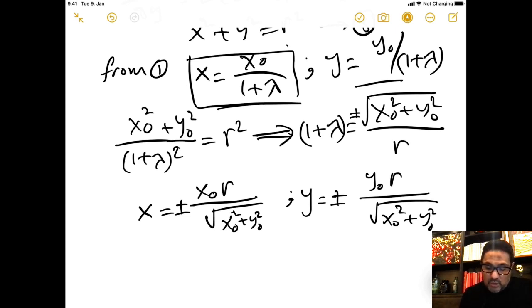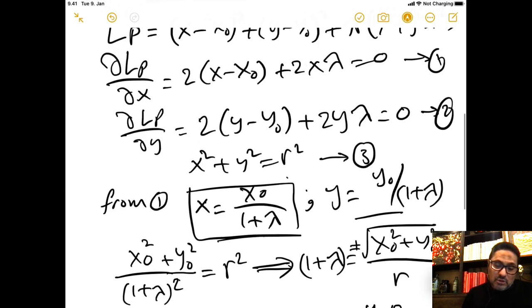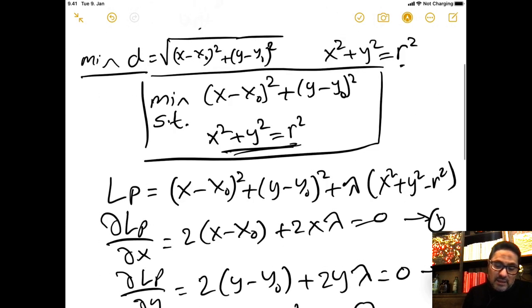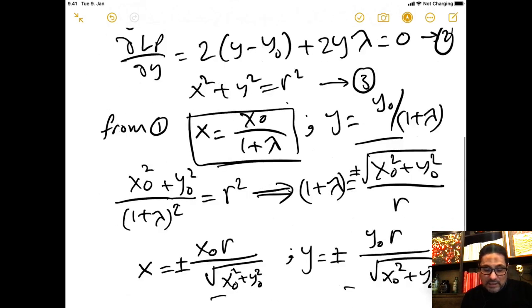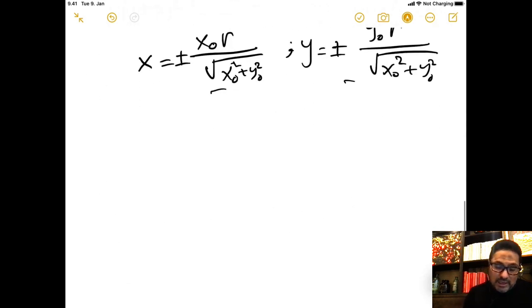Should we select plus or minus? Actually, you can substitute when you have certain specific numbers. You can substitute these values into the equation of the distance here. Okay, then you select the smaller distance. Let us take an example, a numerical example.